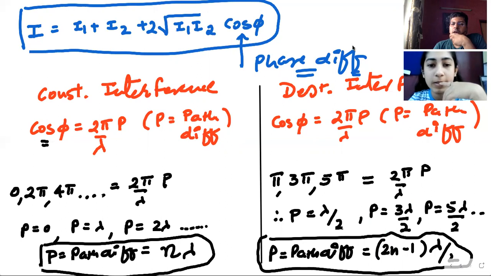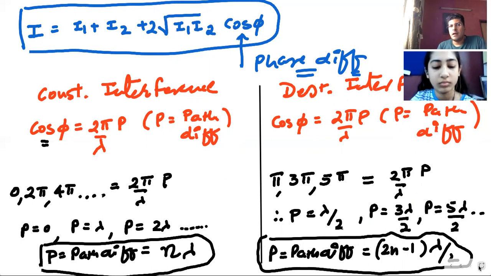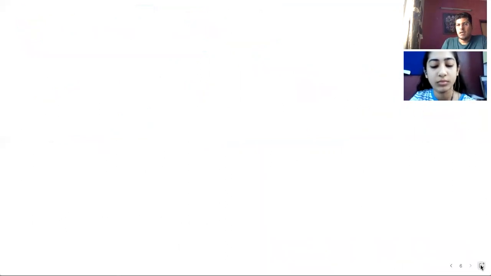Okay, so they're asking that from the Young's experiment, derive the path difference expression and show the constructive and destructive interferences. Let us first draw the figure, then we will talk about the next part. Okay.